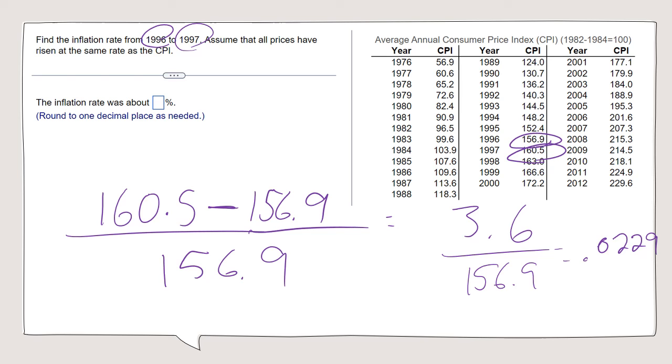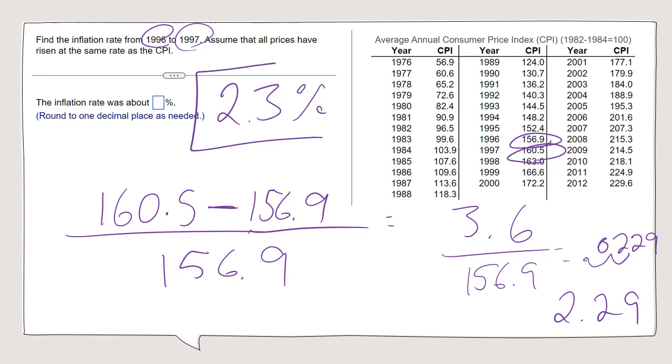But that's not the answer. The kind of hint here is that it says round to one decimal place. Okay? Because as a percent, remember that we need to move the decimal 2 places. So we're going to move it 2 places. And so it's 2.29, or for our answer, 2.3%.